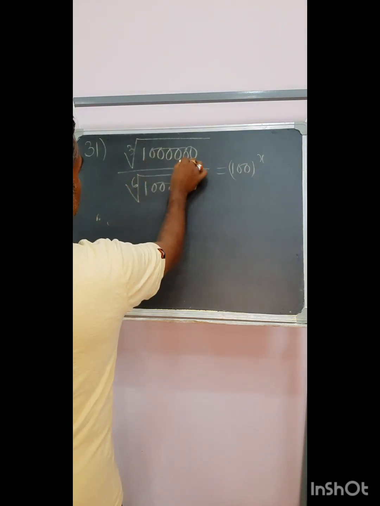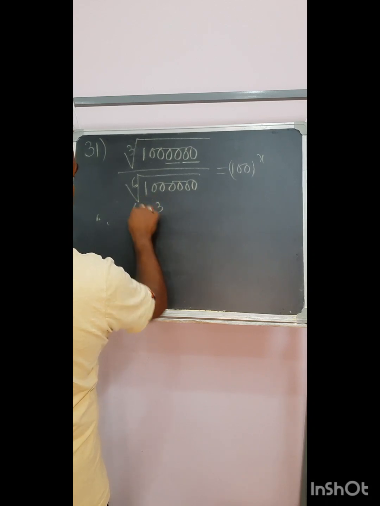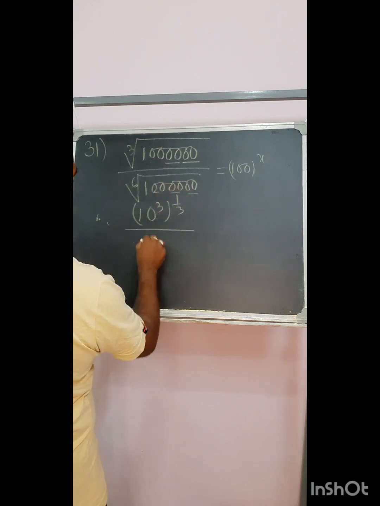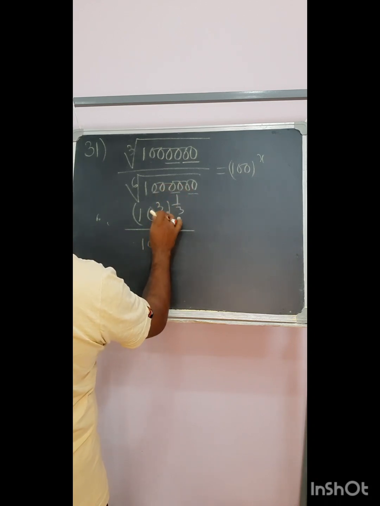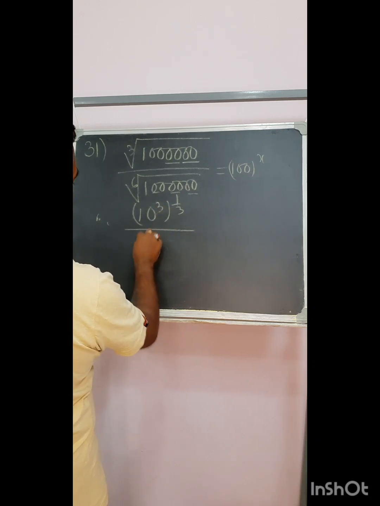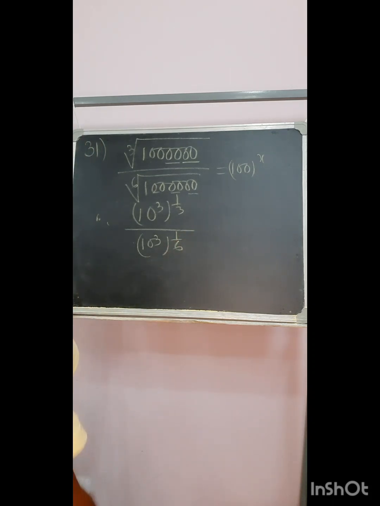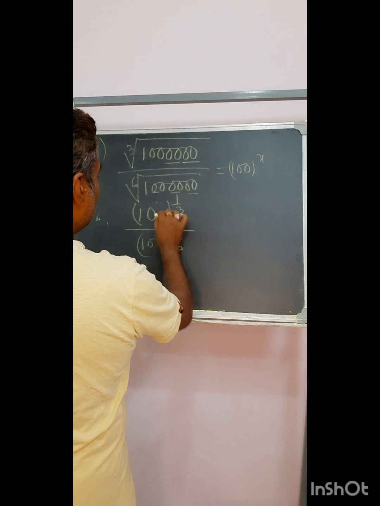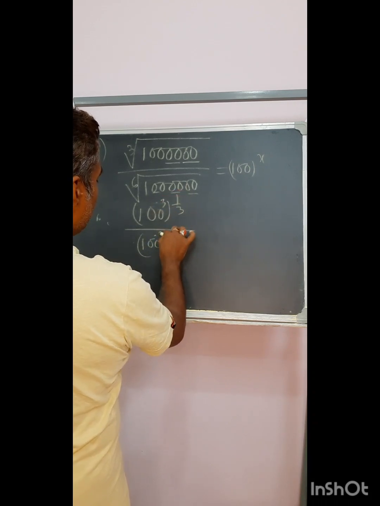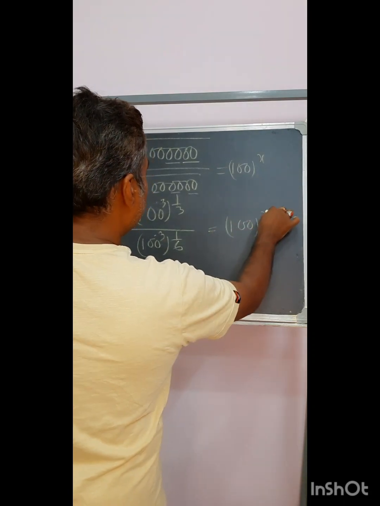If I now see this pair of 2, that means 100 cube whole to the power 1/3. It is also 6, so 10 cube means 10 cube whole power of 1/6. Okay, sorry, 100 cube, I was right. It is 100 cube whole to the power, this one is equal to 100. I am just trying to represent in the form of 100.